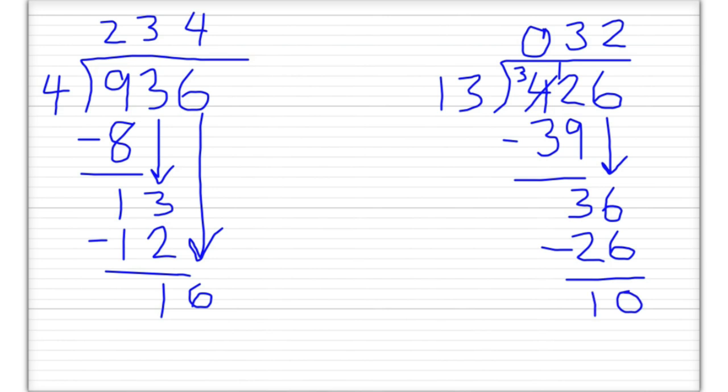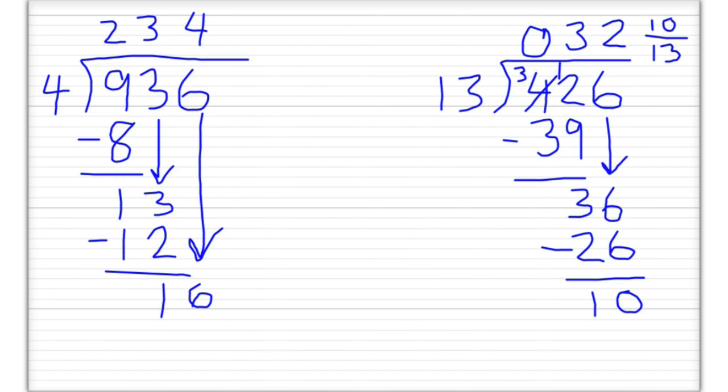So we've used up all the digits here. So what we actually get is 32 with a remainder of 10. So we can put a 10 up here as our remainder, or we can express that as 10 over 13. So we have 426 divided by 13. We end up with 32 with a remainder, and we can put that as 10 over 13. Okay, so that's our long division there.